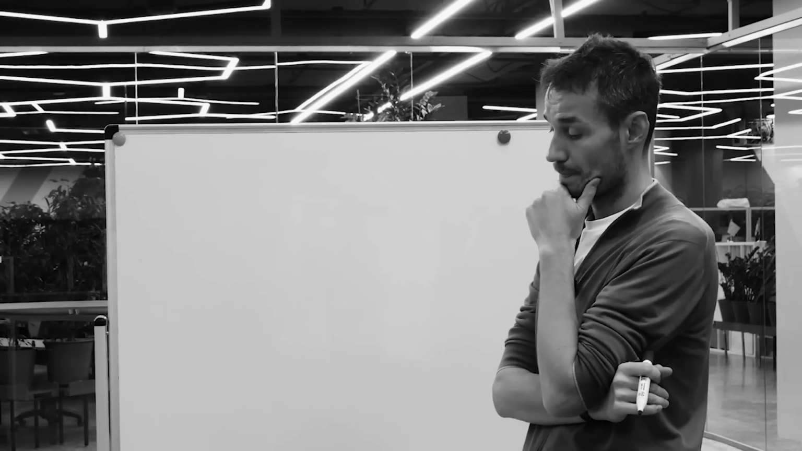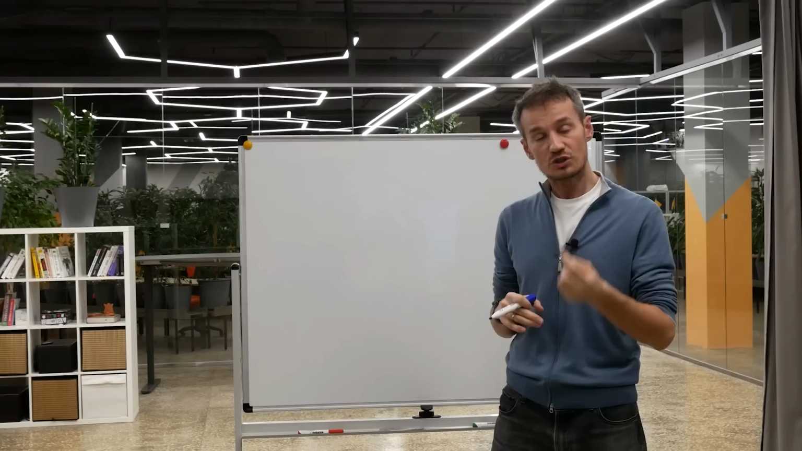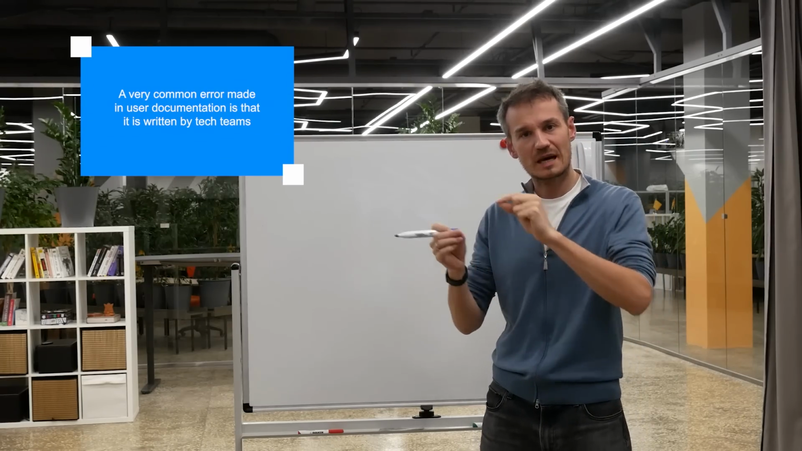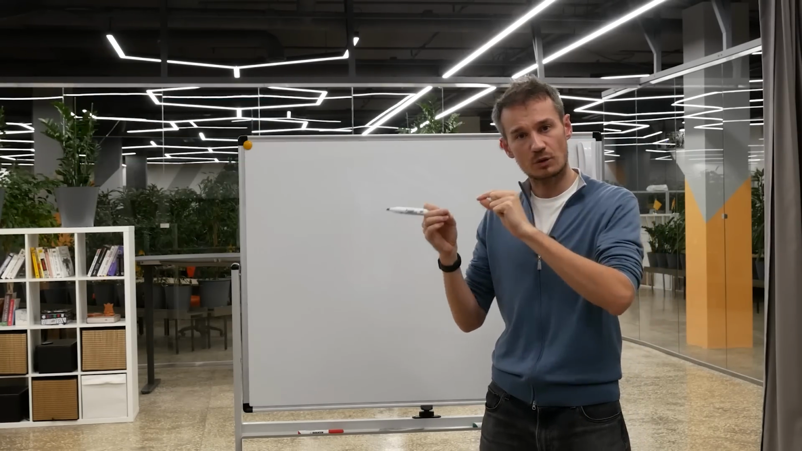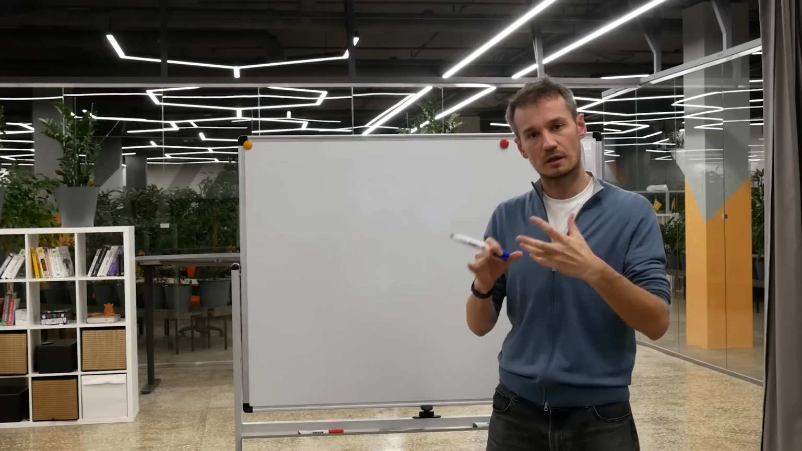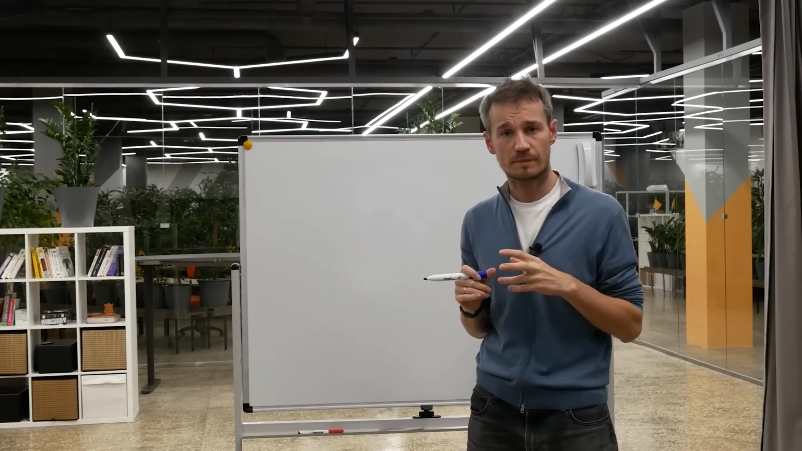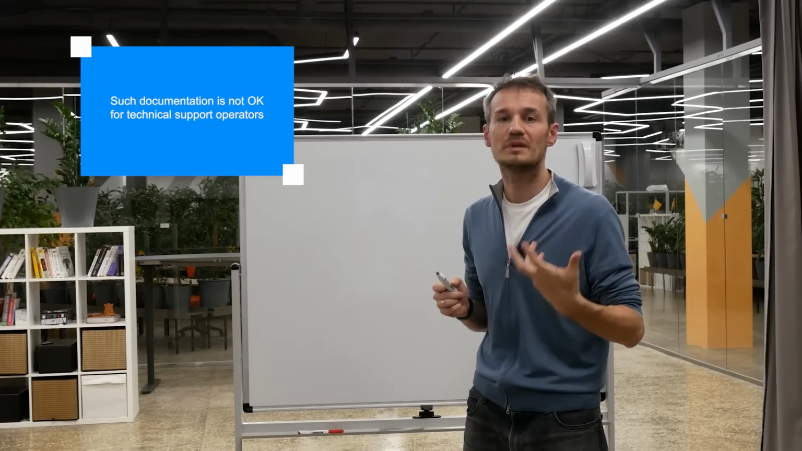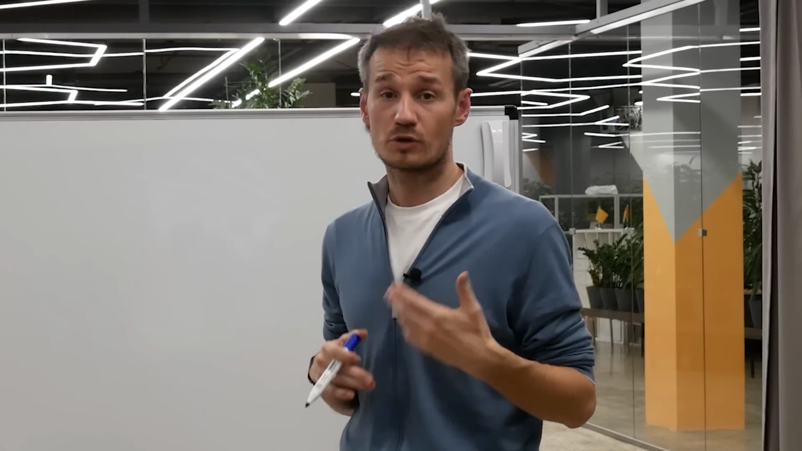What else can I talk to you about? Oh yeah, user documentation. A very common error made in user documentation is that it is written by tech teams. That is, there is a person or a manager in the team, someone who writes user documentation. That's okay when writing a draft, but it's not okay if this is the only way to get user documentation. How to write user documentation properly?